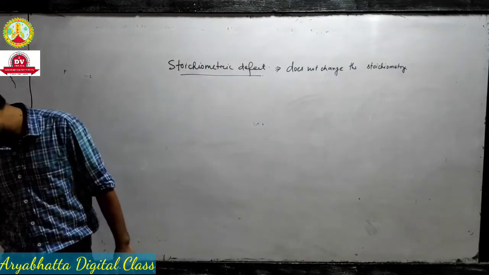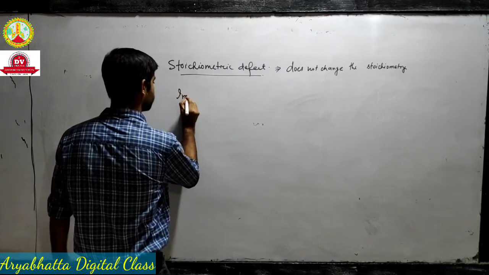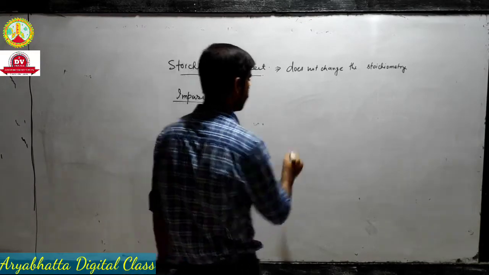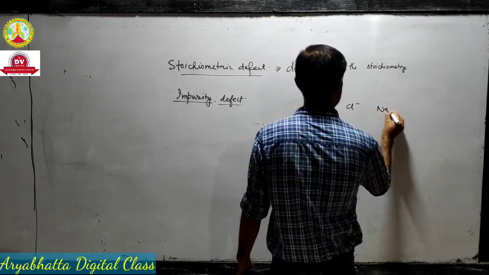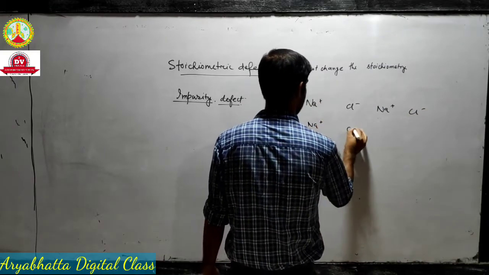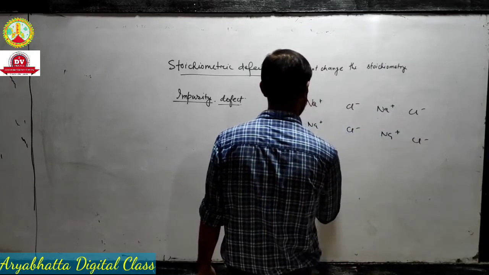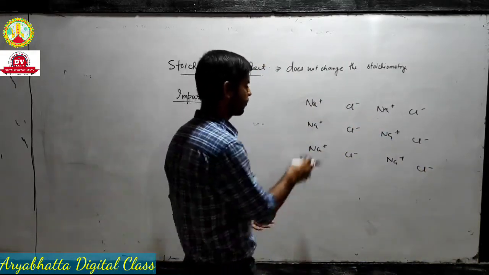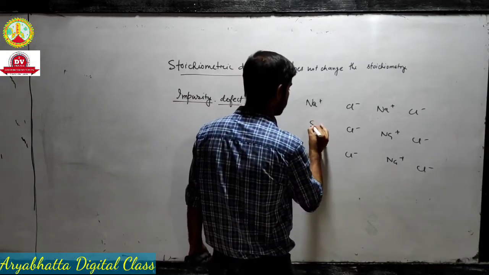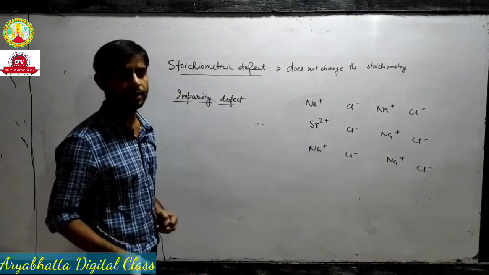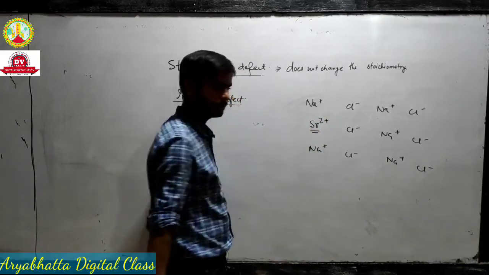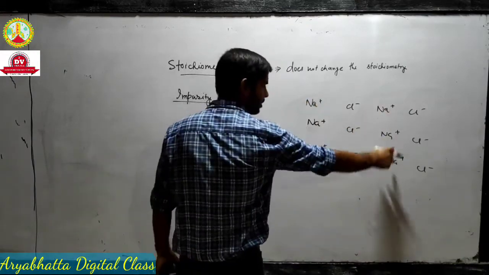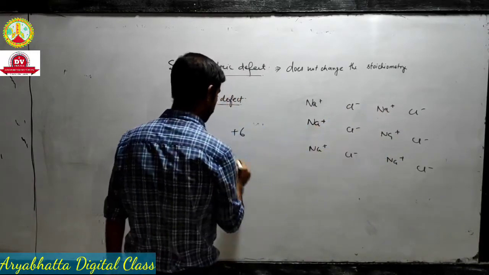Now we will see another defect, and it's called impurity defect. So what is impurity defect? Suppose we have sodium, chlorine, sodium, chlorine, sodium, so this kind of arrangement is there. Now suppose instead of a sodium I take a strontium ion. But see that strontium is 2 positive. If sodium is positive, then we have 6 sodium, that means plus 6, and we have 6 chlorine, that means minus 6.